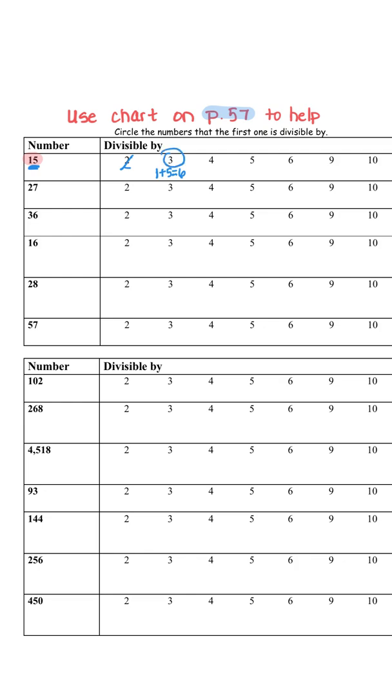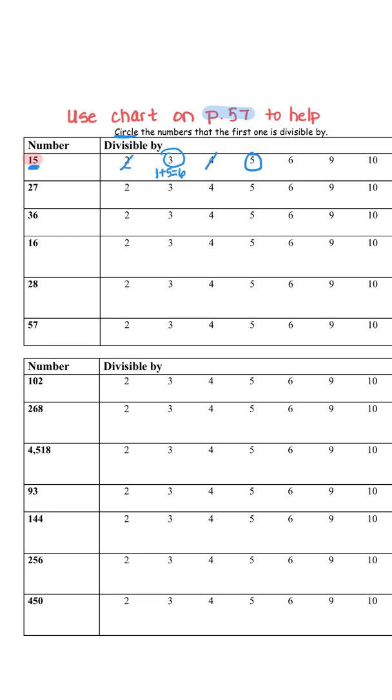You would circle it because the directions at the top say circle the numbers that the first one is divisible by. Now let's look at the number 4. There's 15. Is 15 divisible by 4? The answer is no, so that's a negative. 5, does it end in a 0 or a 5? The answer is yes, so 15 is divisible by 5.